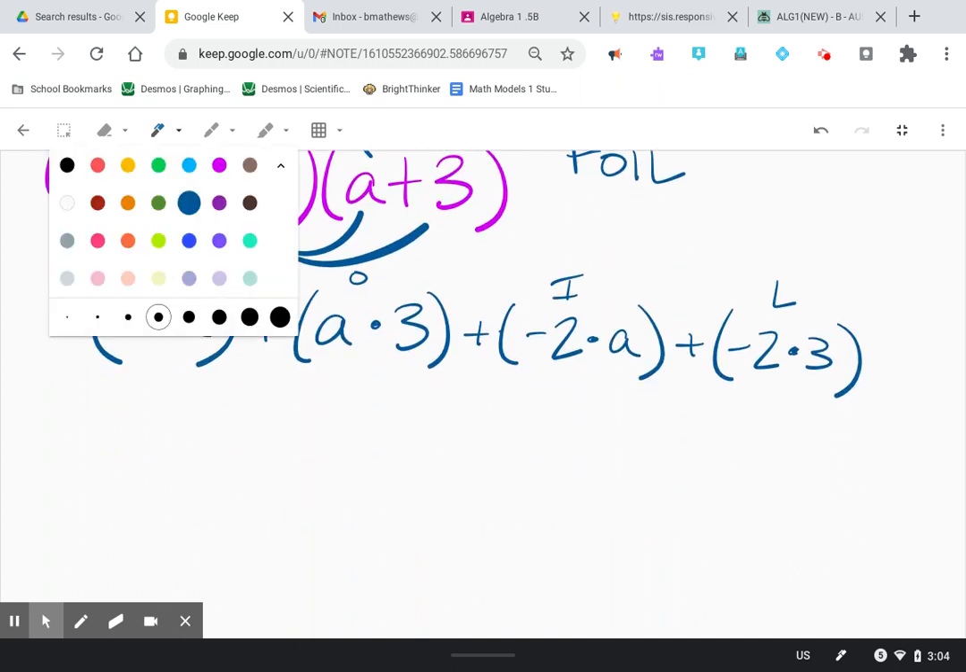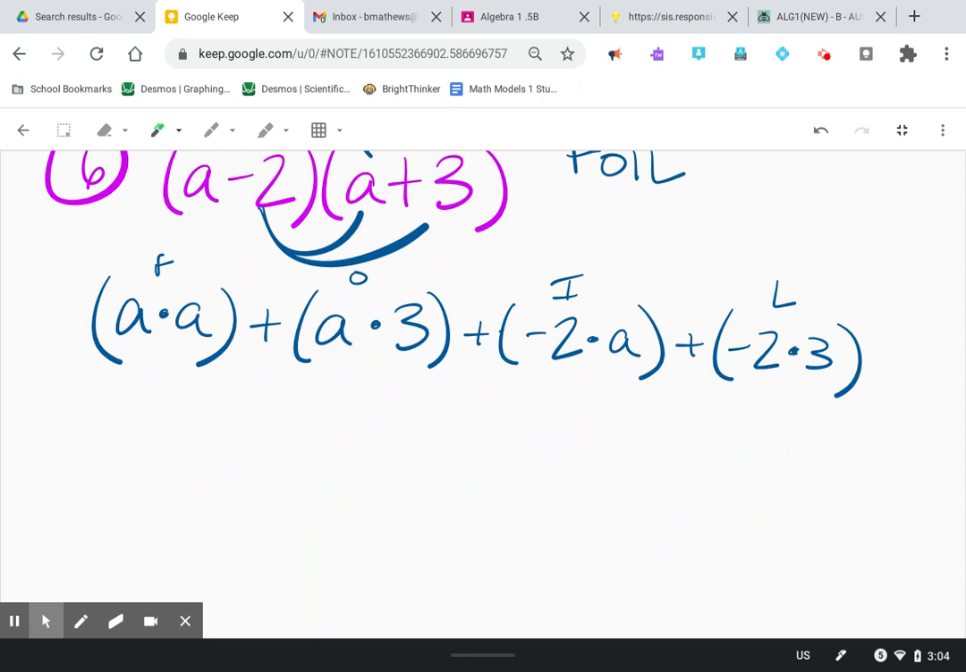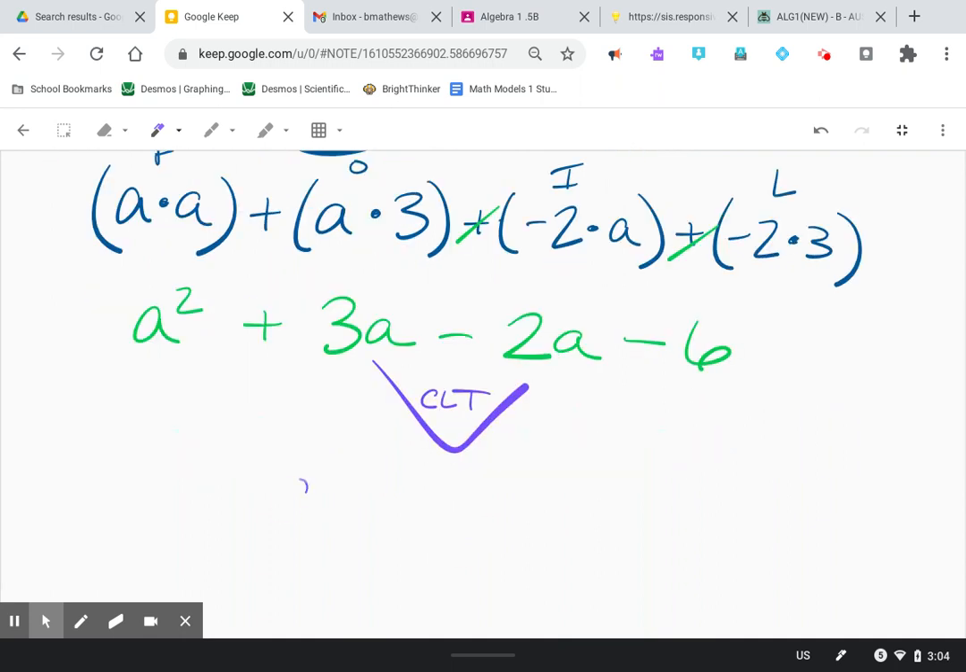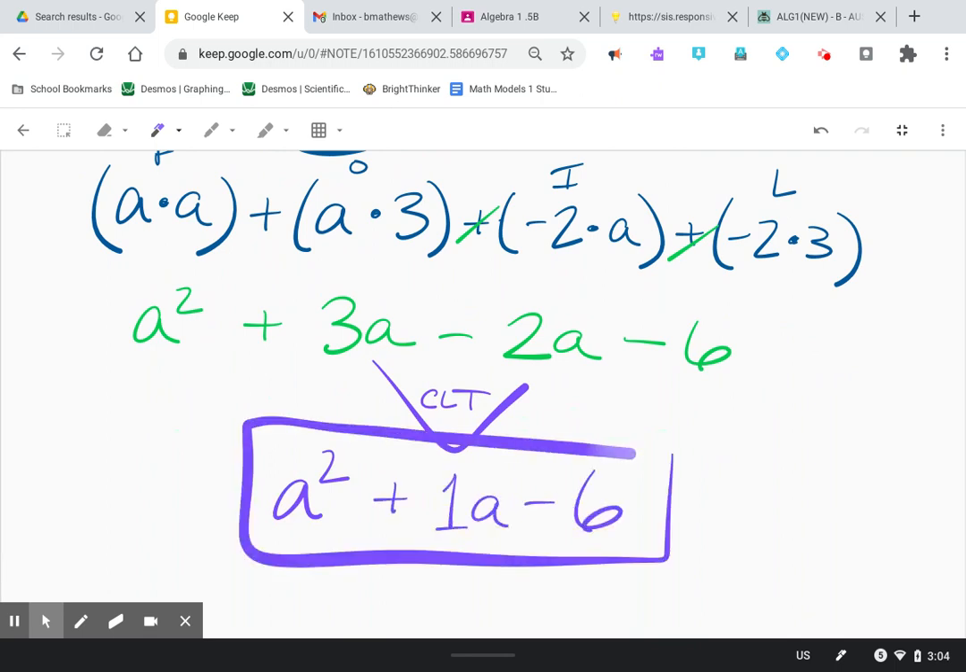Let me go ahead and work it out. A times a is a squared. A times 3 is 3a. Negative 2 times a is minus 2a. Notice I just dropped this and brought the negative down. I'm going to do the same thing here, minus 6. Just drop that negative and drop that positive and bring the negative down. Then we combine like terms, and we get a squared. 3 minus 2 is 1a minus 6. You don't have to write the 1. Your answer could just look like that.